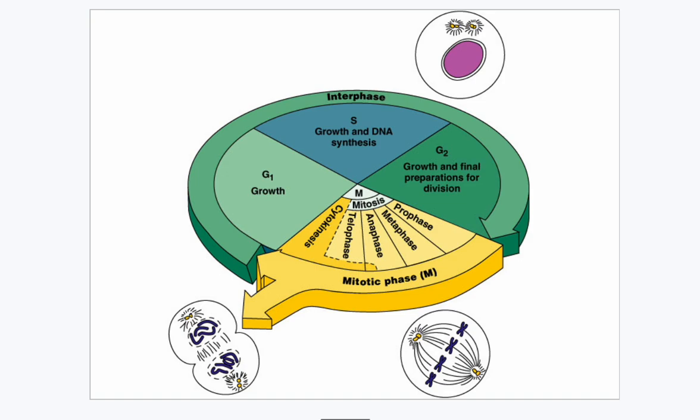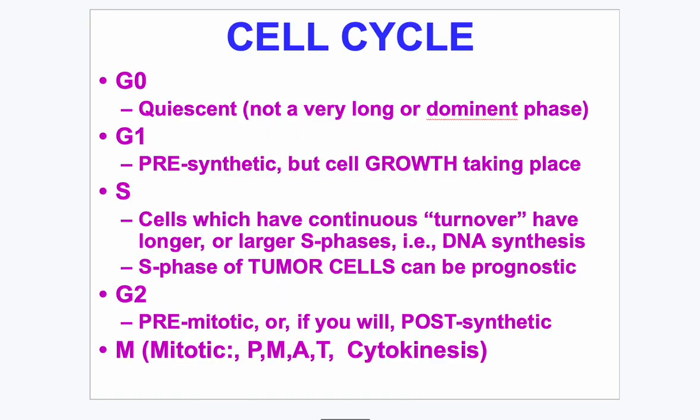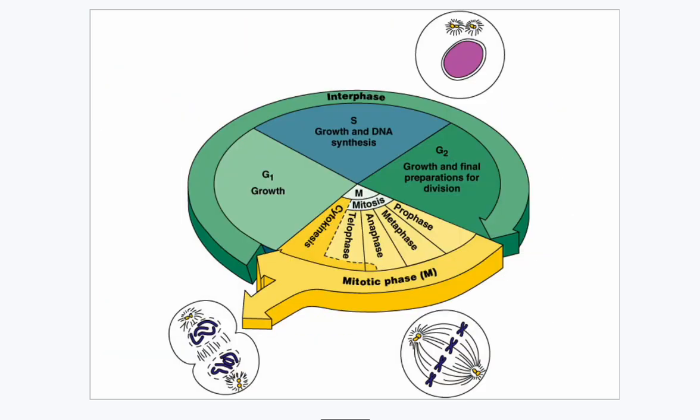Okay, you have the four phases of your cell cycle, your G0, your G1, your S phase, and your G2 or your pre-mitotic phase and mitotic. Okay, so we have your G0, your quiescent, no? This is not a very long or dominant phase. So G1 is pre-synthetic, cell growth taking place na. As cells have continuous turnover, have longer or larger S phases. So DNA synthesis. So S phase of tumor cells can be prognostic. So G2 pre-mitotic or if you will post-synthetic. So M mitotic, PMAT, di ba? Alam natin yan dati yung PMAT. So and then your cytokinesis. Okay? So ito yun siya, no?